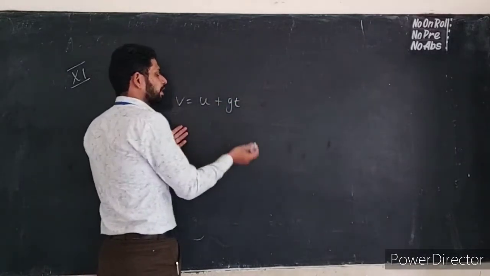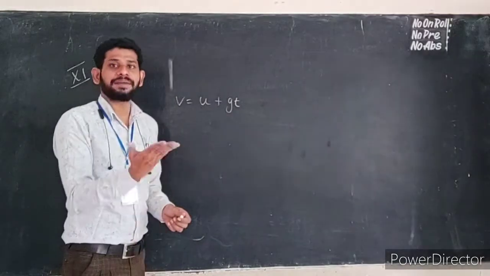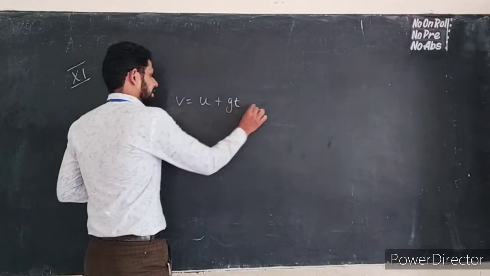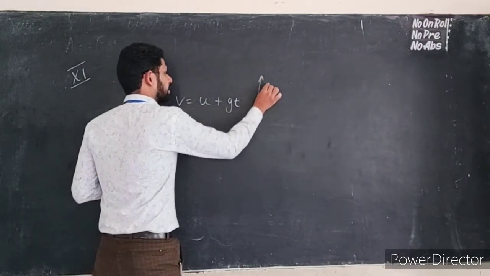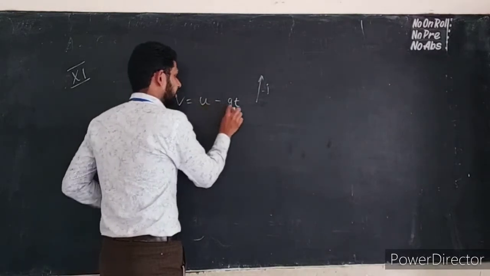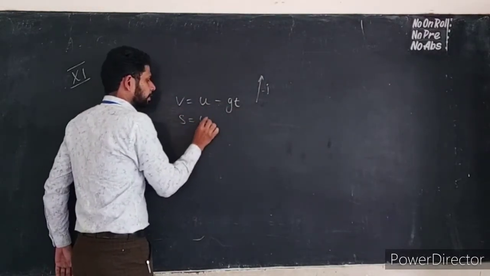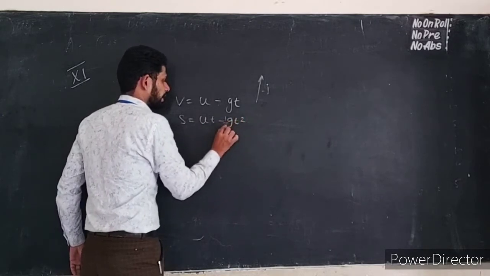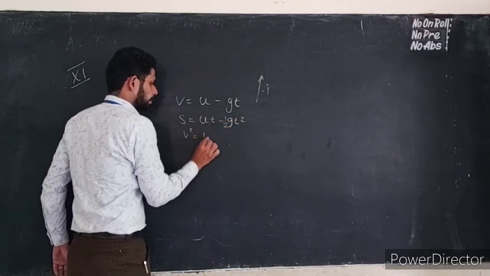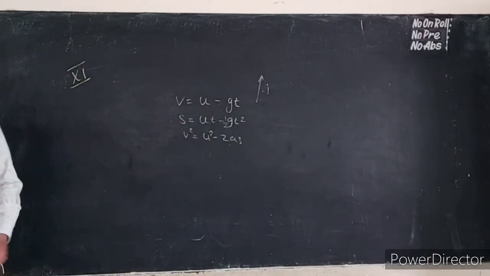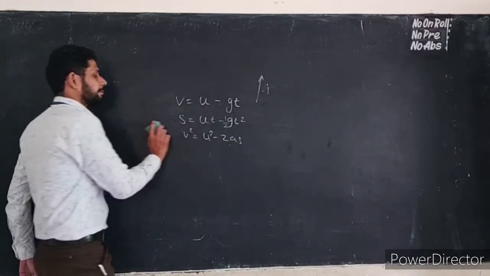So if I am throwing the object against gravity, what will happen? It goes in the direction of minus j, so it will become negative. So V equal to u minus gt. Then S equal to ut minus half gt square. And V square equal to u square minus 2gs. When you are throwing objects against gravity, it will become negative.